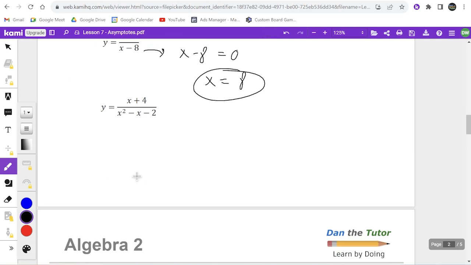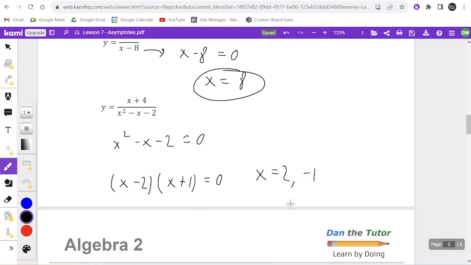Do I care about the numerator at all? Not really. All I care about is setting the denominator equal to 0 and solving. And I'll admit this one's harder because you've got to factor, but even factoring it's not that hard. This is just going to be x minus 2 times x plus 1 equals 0. And so then I get two answers. I get x equals 2 and x equals -1.